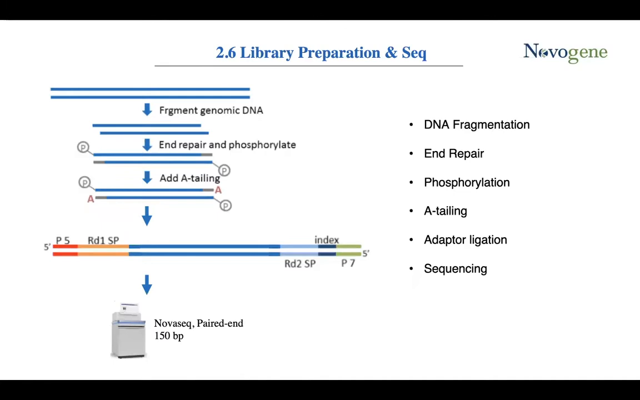After sample QC, we will move to library preparation. First, when we get the extracted genomic DNA, we will fragment it, then perform end repair, phosphorylation, and A-tailing. In the next step, we ligate the fragments with indexed Illumina adapters without amplification. Also, the NovaSeq sequencer is used for shotgun metagenomic sequencing, and the strategy we apply is paired-end 150 base pairs.